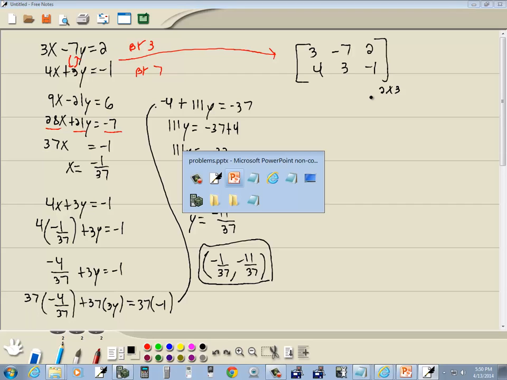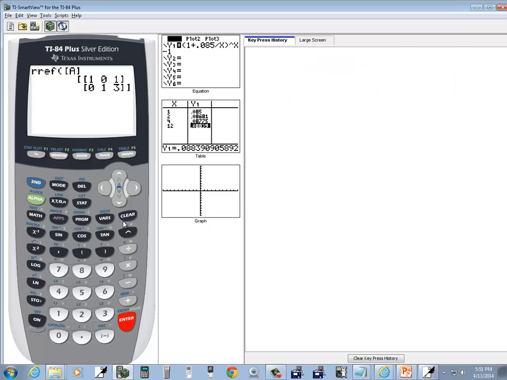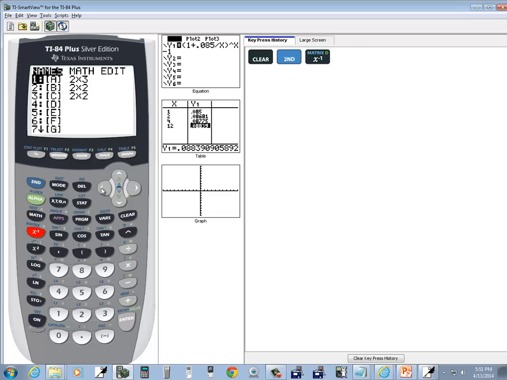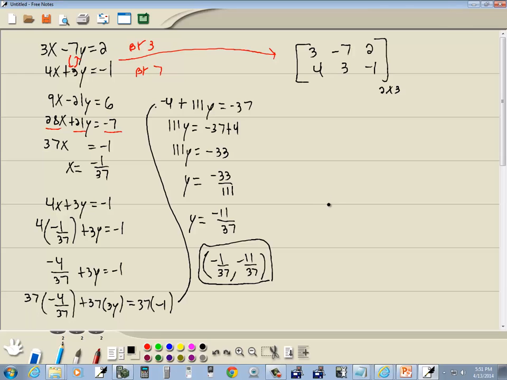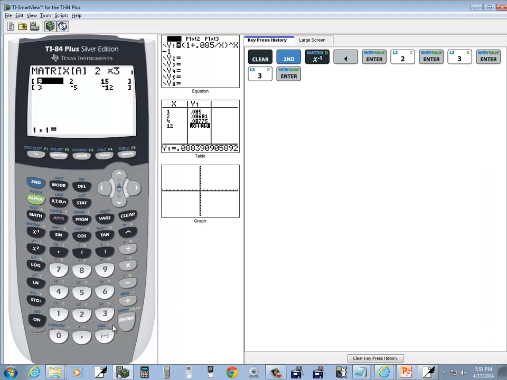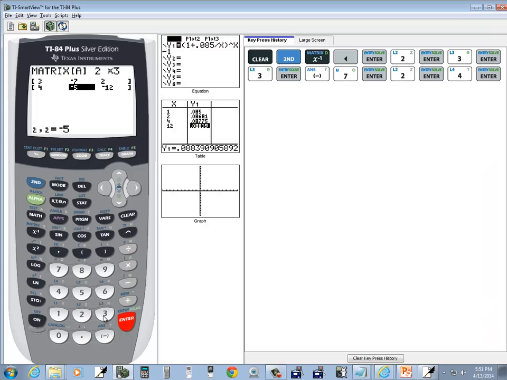So let's go enter this in. Second x and negative 1, left arrow over to edit, press enter on A. Size the matrix 2 by 3, so I do 2 enter, 3 enter. And I'll type in each number, pressing enter after each one. So 3 enter, negative 7 enter, 2 enter, 4 enter, 3 enter, and negative 1 enter.